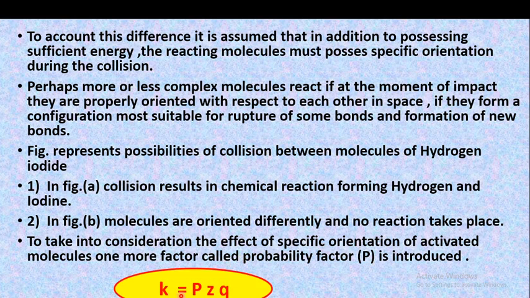So K is equal to P into Z into Q. We have studied the equation K is equal to Z into Q, where Z is the collision frequency and Q is the fraction of total number of molecules. Here a new factor P is introduced, which is called the probability factor. Probability means possibility of collision, that is, possibility of reaction. That factor is denoted by the symbol capital P, and K is called the specific reaction rate. This is equation 1.